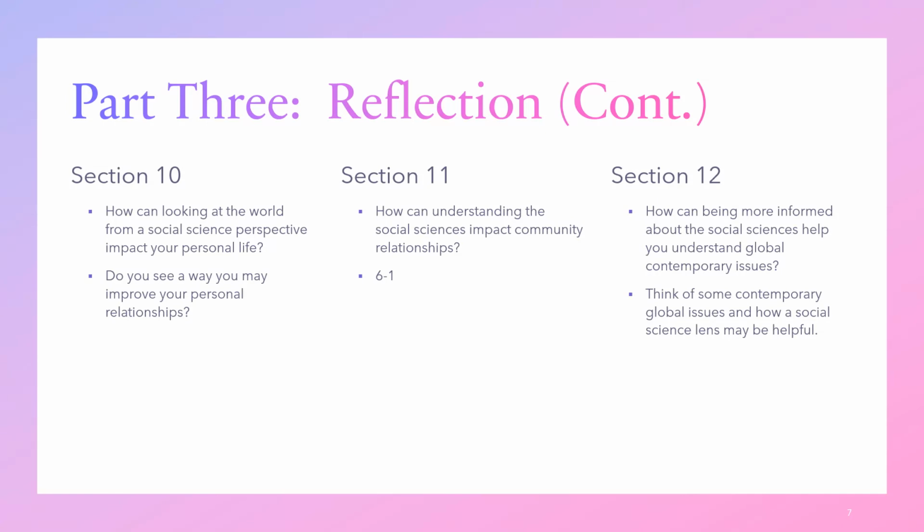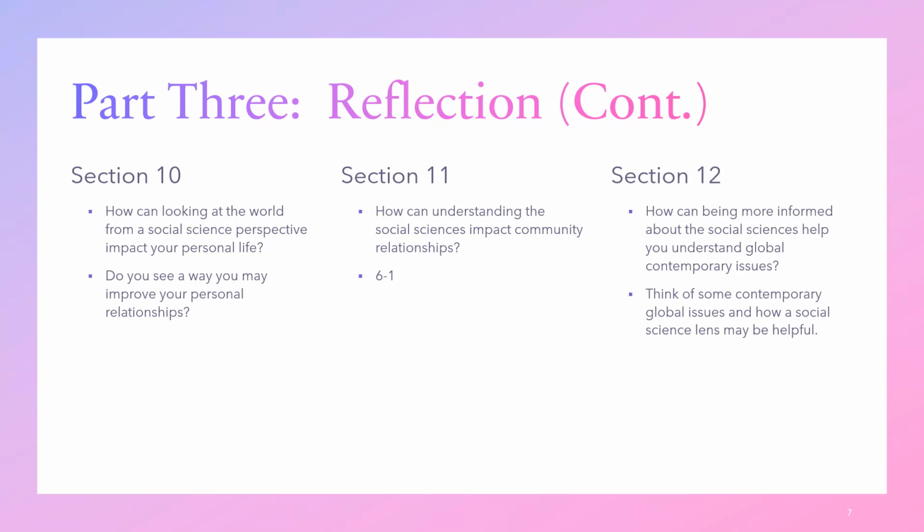In your final section, section 12, you are going to talk about how being more informed about the social sciences may help you understand global contemporary issues. Think about some issues happening around the world. How do you think that having an understanding of the social sciences can be beneficial? Is it just about being able to understand both sides? Is it about having an idea of how to support a cause? It would be great if you could identify a specific global contemporary issue in this section and use that to build your ideas. Those are your 12 sections of this assignment.